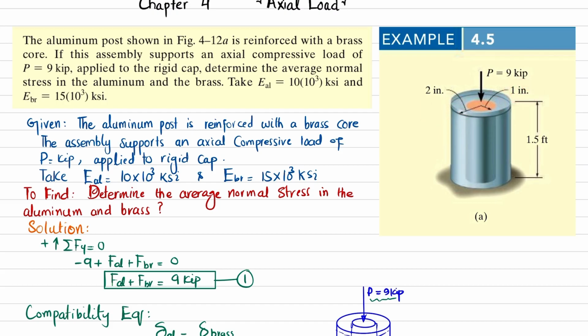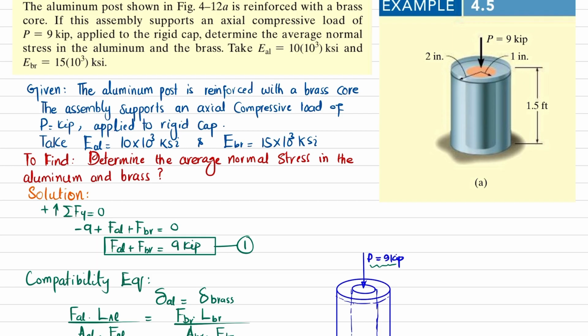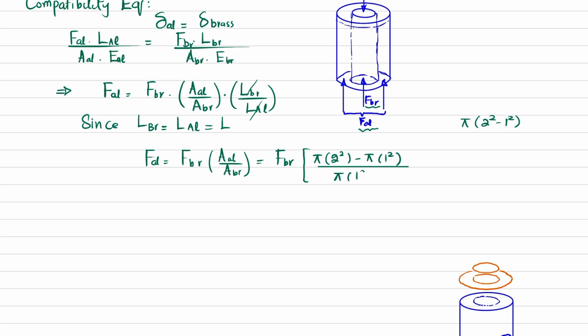So area will be equal to pi r square, r naught square minus r inner square. So I can write it as pi multiply by 2 square minus pi into 1 square, or you can also write it as pi multiply by (2 square minus 1 square). What is the area of brass? You can see the brass core is solid having radius of 1 inch, so I can write it as pi into 1 square.